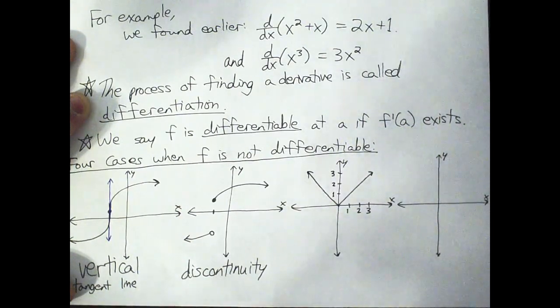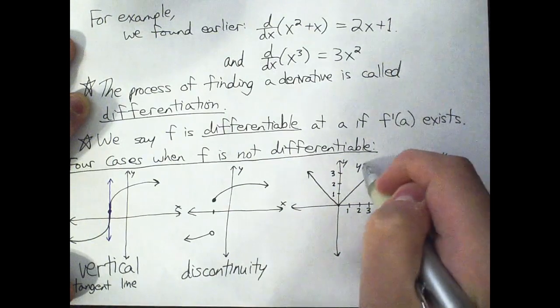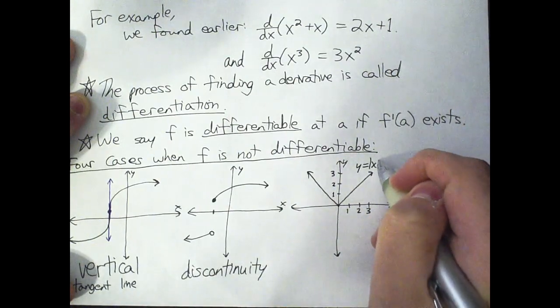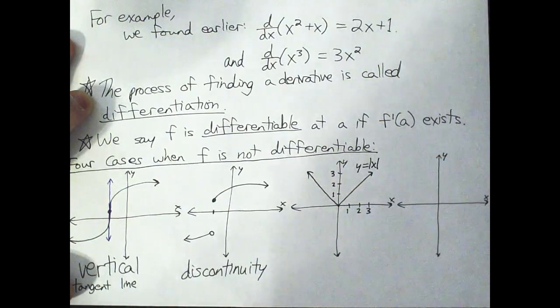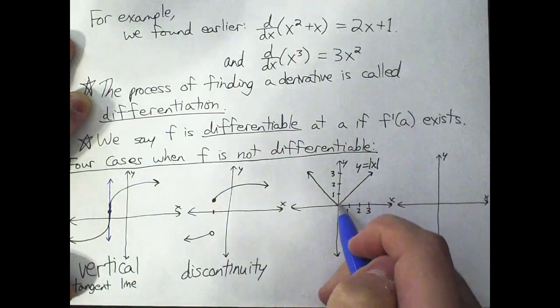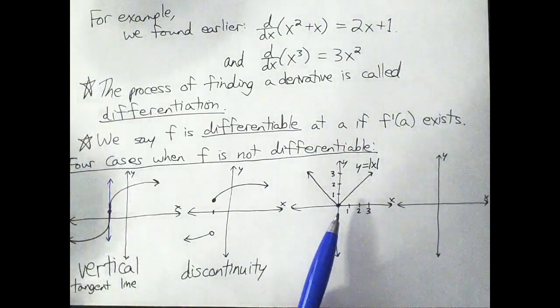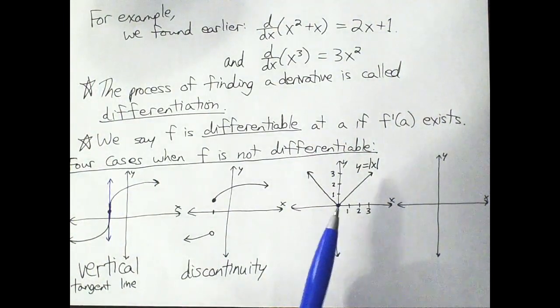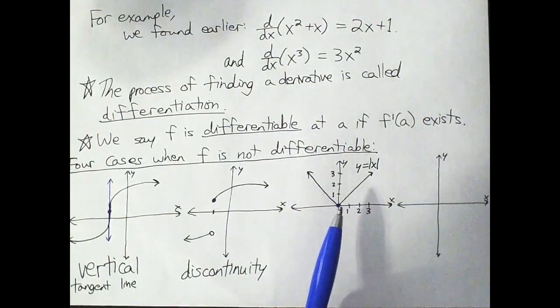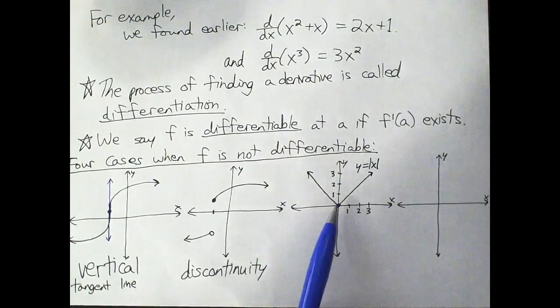Do you recognize that? That is y equals the absolute value of x. Now, what is happening at 0, 0 for this function? What if I asked you to find the derivative f prime of 0? What's the slope of the tangent line at 0?